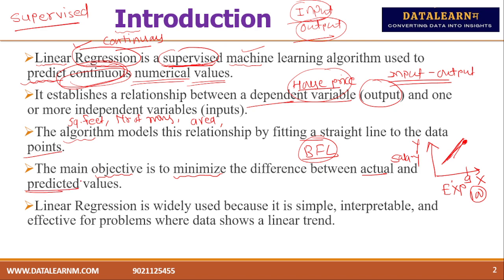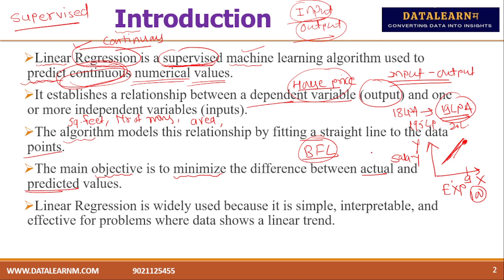Suppose there is some actual value for 9-year experience, for example, 19 LPA. If I build the model with the help of linear regression, that predicted value should be close around. It should be like 18 LPA, 19.5 LPA, or 20 LPA. The model will decide that based on the best fitted line.